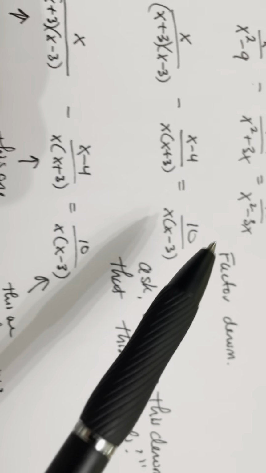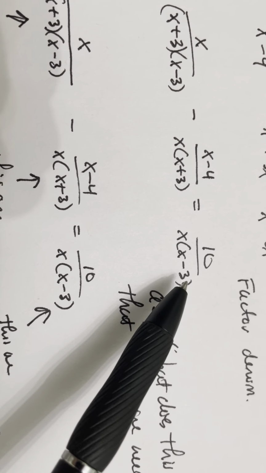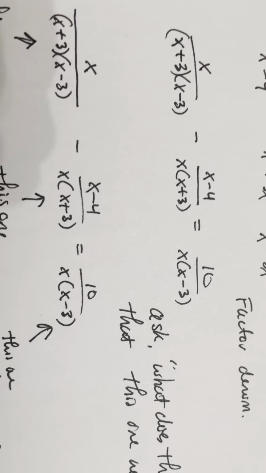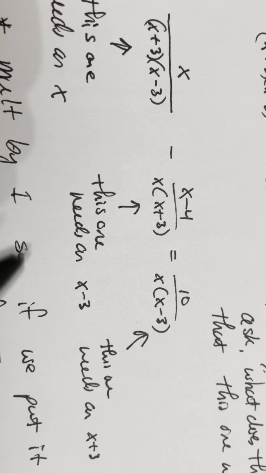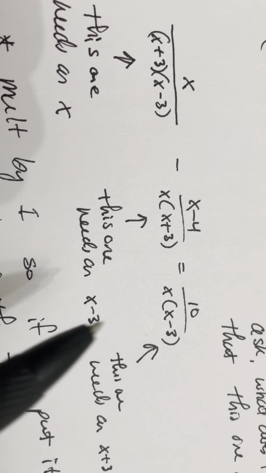Now looking at this one, this has the x minus 3. It's got the x's, but this one's missing an x plus 3. This one has the x minus 3, but it needs the x plus 3. So what does this one have that this one needs? It needs the x plus 3. So I made the comment to that fact. This one needs the x, this one needs the x minus 3, and this one needs the x plus 3.